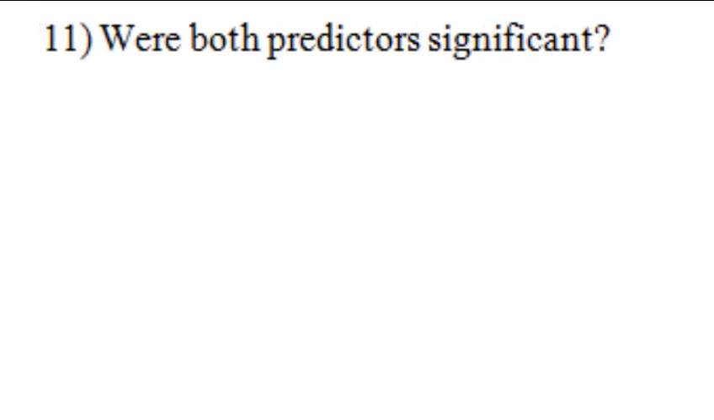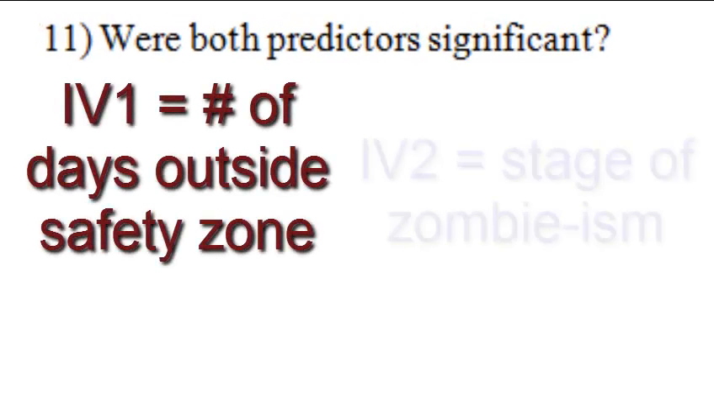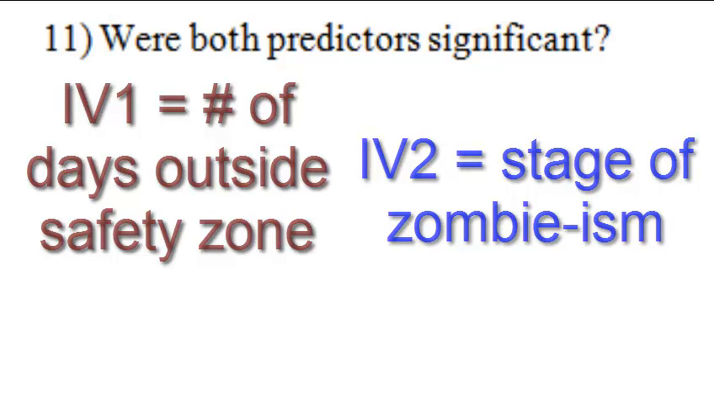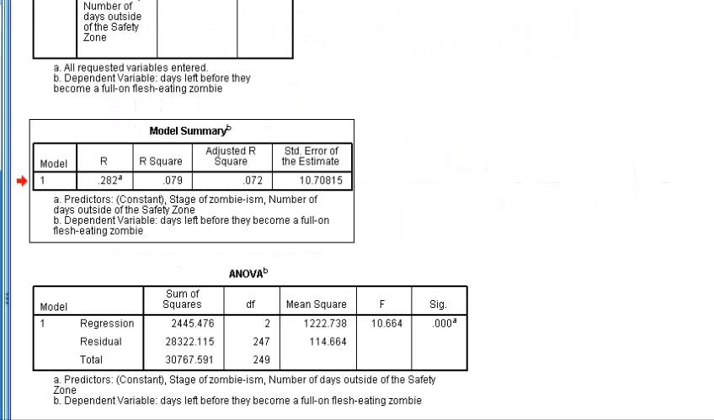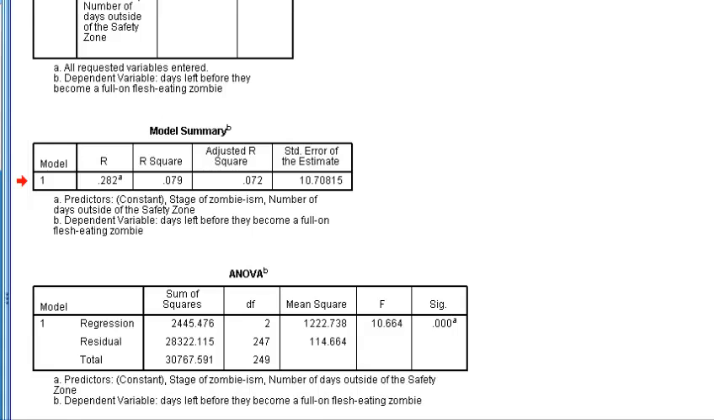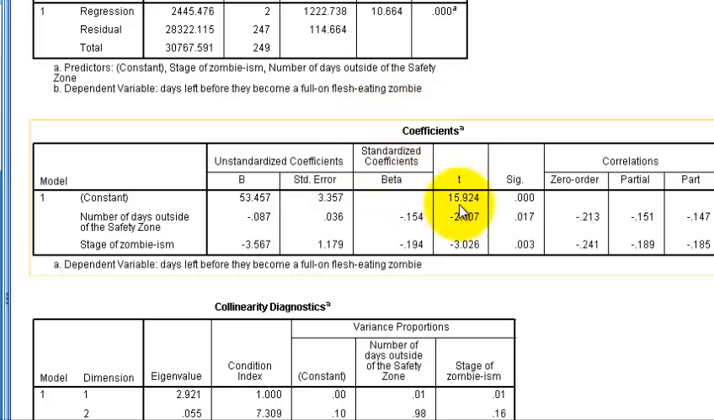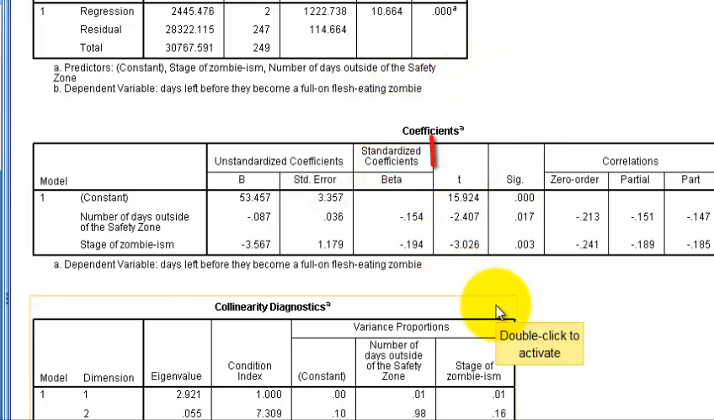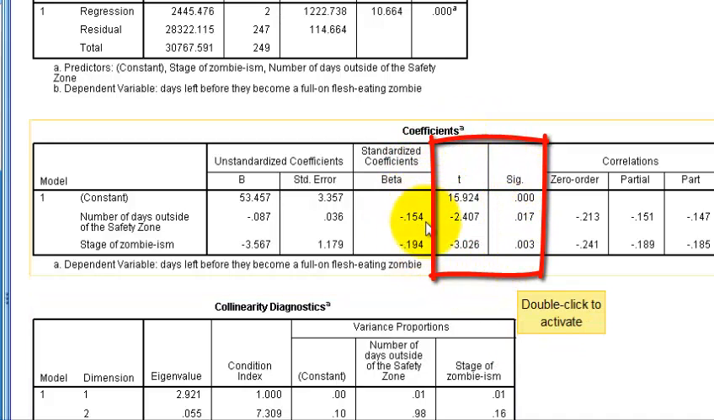Next, were both predictors significant? Let's check the output. So we're going to coefficients, and here it is. We need to look at the t-score of each of the predictors with its corresponding p-value. If the p-value is less than 0.05, that means this predictor was significant. Otherwise, if the p is bigger than 0.05, that means this predictor was not significant. So let's look at each of the predictors.